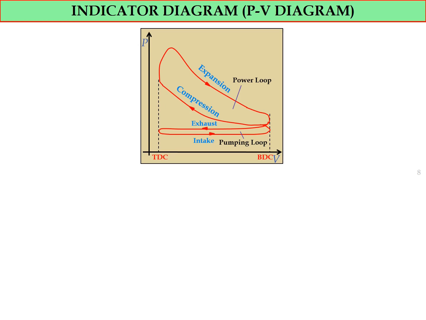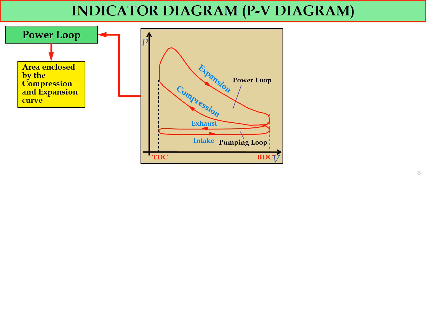So if you look at this PV diagram, it represents the actual cycle for a 4-stroke engine, and we have two different loops in this PV diagram. First, we have the power loop, that consists of the expansion curve and also the compression curve. The second loop we call the pumping loop, that consists of the exhaust curve and also the intake curve. For the power loop, in terms of definition, it refers to the area enclosed by the compression and expansion curve.